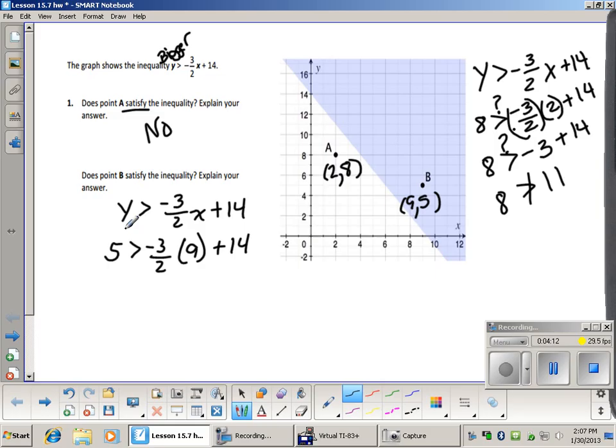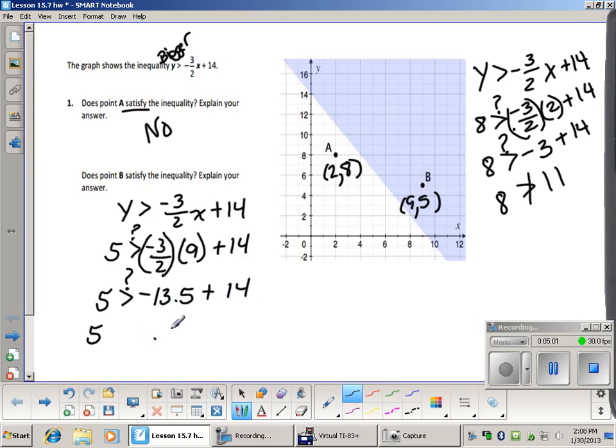Again, I'm asking a question. Is this true? Okay, so is 5 greater than negative 3/2 times 9? That will be negative 3 times 9 is negative 27, divided by 2, negative 13.5. I did that in my head, but again, remember, you can do that in your calculator. You can put this fraction, negative 3 divided by 2, in parentheses in your calculator, and then times 9. Okay, I still have plus 14. Still wondering if 5 is bigger than this. So 5 over here, negative 13.5 plus 14. What am I left with?